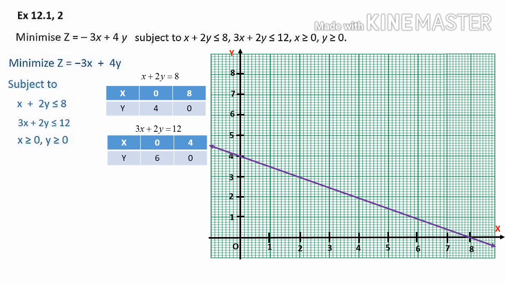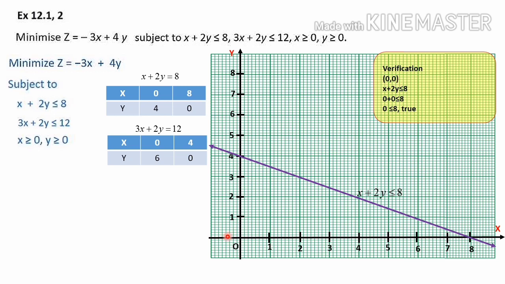And now we have to find out where is the wanted region. Wanted region in the sense in which area the solution lies, whether it is below the line or above the line. We have to verify it. So let's label the inequality first, then we have to go for verification, that is 0 0.